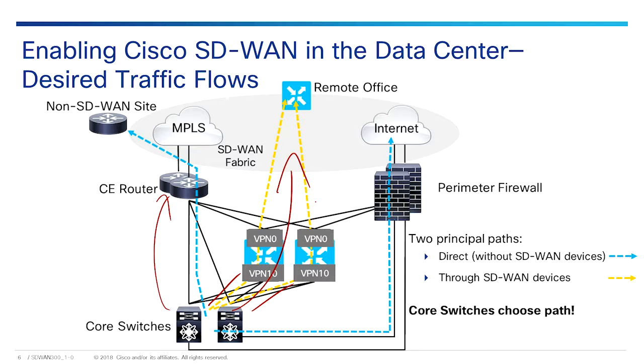Now the core switches can route easily between non-SD-WAN sites, choosing the direct path, or SD-WAN sites, choosing the path through the SD-WAN devices. So for example, this site has not been migrated to SD-WAN yet. It's still going to connect through the existing MPLS cloud. This site has been, so it's going to connect through the overlay network that we just built.